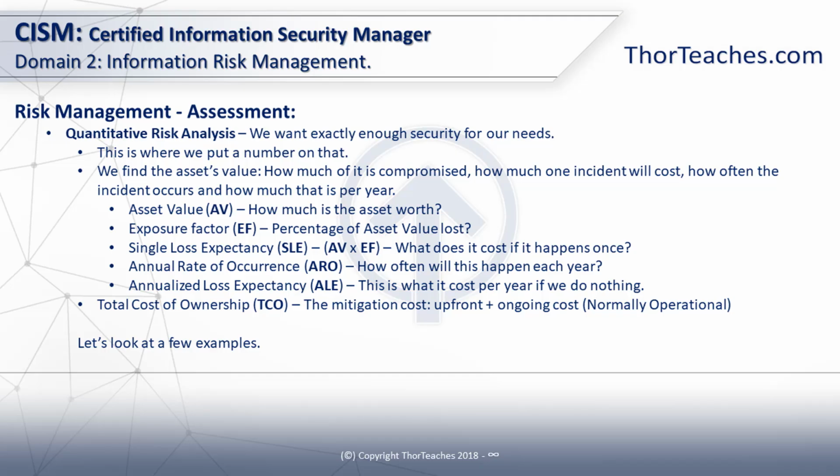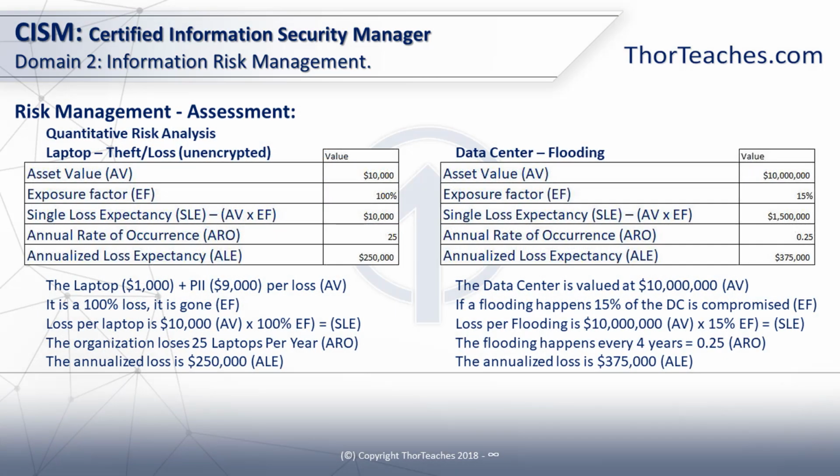Let's look at a few examples. Going back to the laptop from earlier, we have an unencrypted laptop that's stolen. The laptop's asset value is $10,000, $1,000 for the actual laptop, and $9,000 for the PII that was on the laptop. In this case, the exposure factor would be 100% because the laptop is gone, which then makes our single loss expectancy $10,000, 10,000 times 1. If our company then loses 25 laptops a year, the ALE, or annualized loss expectancy, would be $250,000.